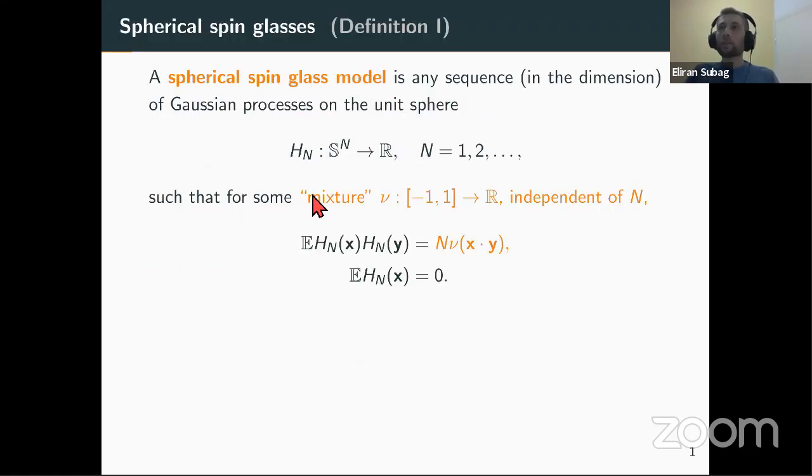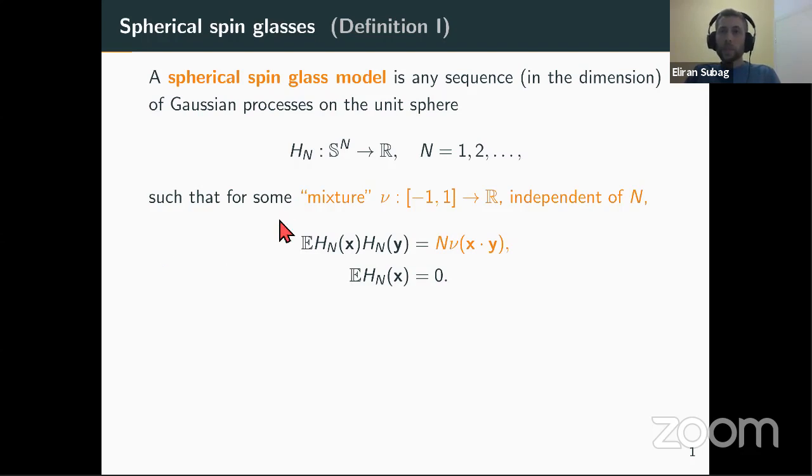Okay, so I'll start with the definition of the model. I'll actually show you two definitions. The first one is through characterization by a certain property. So what is a spherical spin-glass model? It's a sequence of Gaussian processes on the unit sphere, and the sequence is in the dimension. I'm using a bit of an unusual normalization. I'm taking the unit sphere.